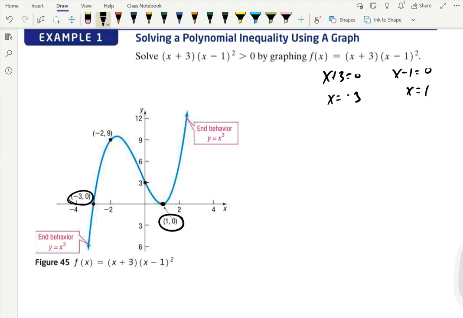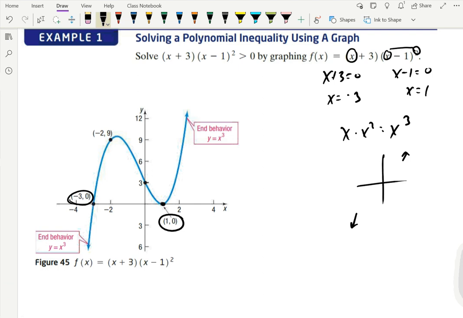So that makes sense. This x plus 3 has a multiplicity of 1, so we're going to end up going through at negative 3, which we do. And this has a multiplicity of 2, so that means we're going to turn at x equals 1, which indeed it does. If we take a look at this further, we've got the x and then an x squared. So x multiplied by x squared is going to look like x cubed. So as far as our end behavior, we've got one side going down and one side going up.